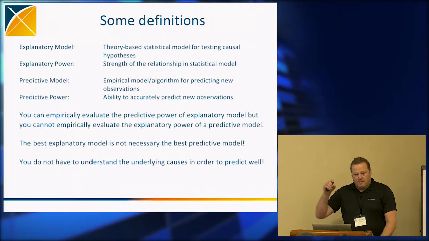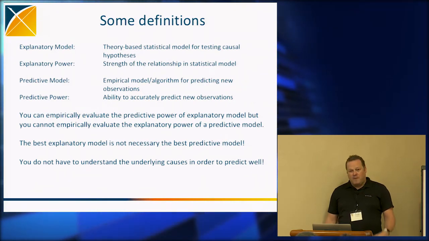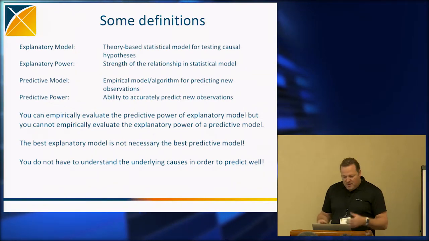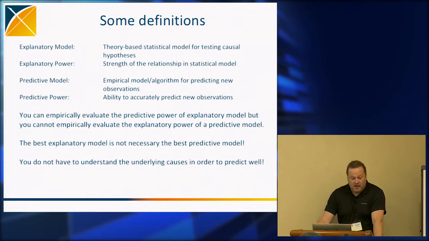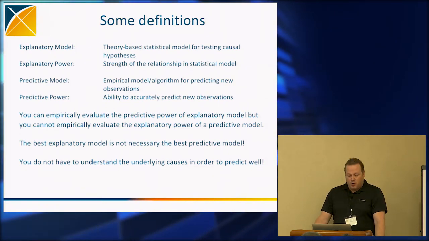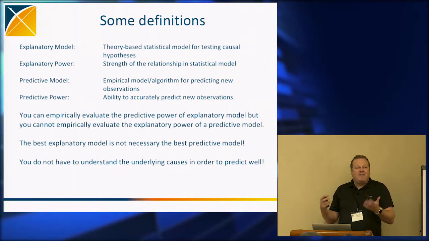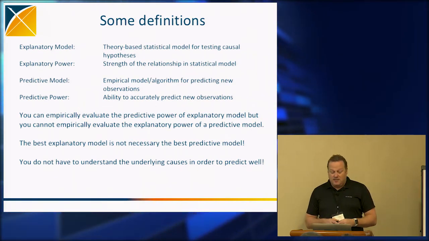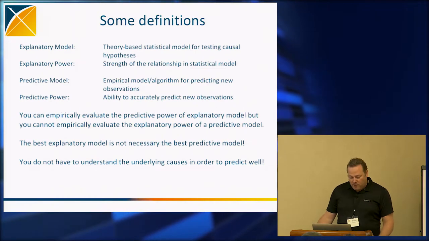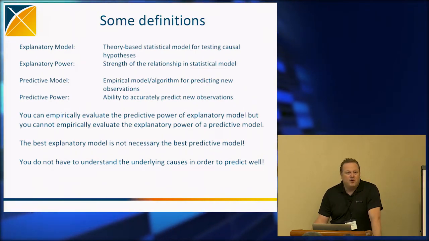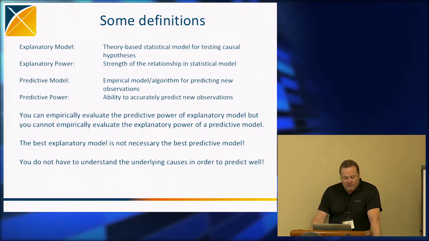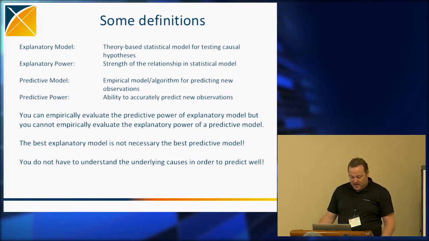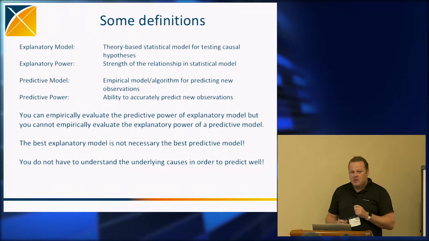Let's start with a couple of definitions here. When we talk about an explanatory model, we mean a theory-based statistical model for testing causal hypotheses. The power of such a model is the strength of the causal relation in the statistical model. If we talk about predictive modeling, we want to predict new observations, unseen people in the future. The predictive power there is really the accuracy, how accurately we can predict those new observations. So those are two different things.